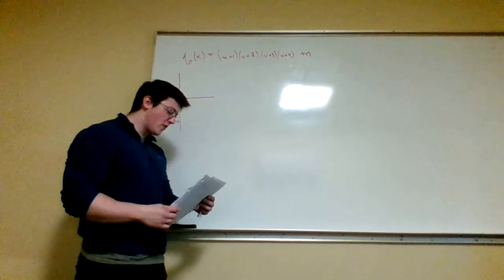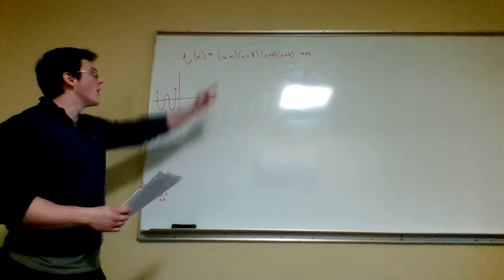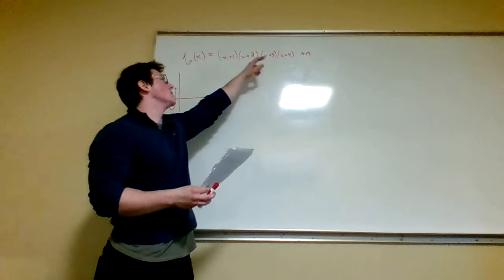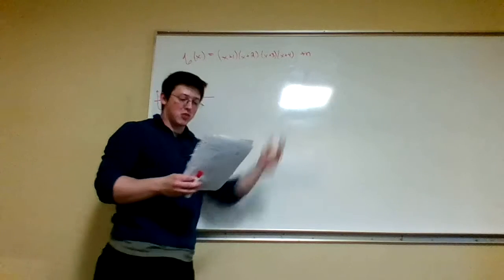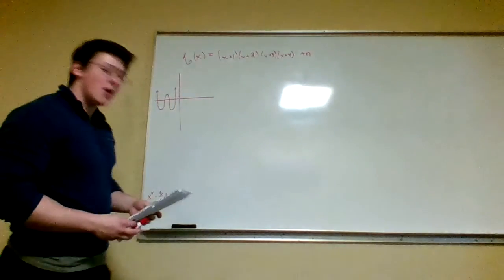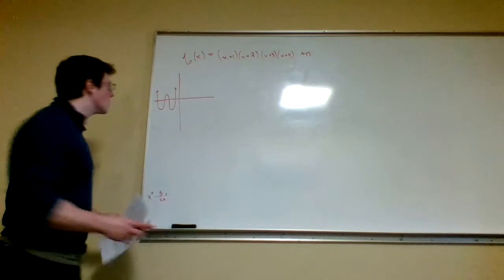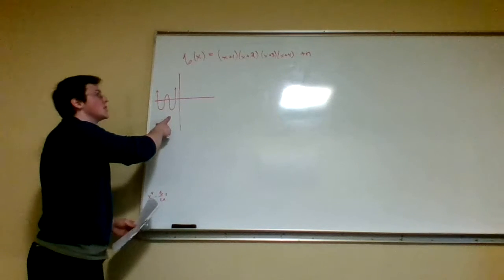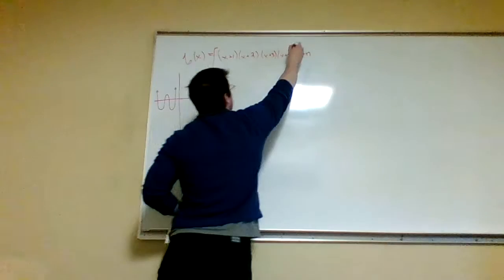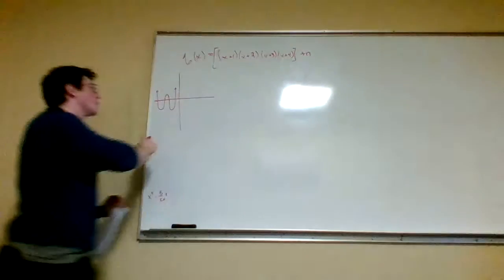Okay, so number 25 asks us, for what value of n will the graph of f of x equals x plus 1 times x plus 2 times x plus 3 times x plus 4 plus n intersect the x-axis in exactly two places? Well, in order to think about that logically, I've drawn the graph of the original function f of x without the n. So just this part. And that looks something like this.